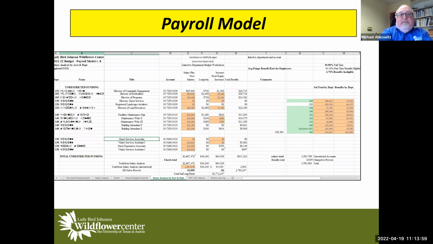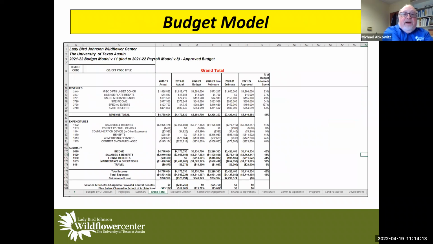Okay, so just as a quick view, I've built a payroll model that lists each position. I realize this is hard to see. And then the payroll model is linked to a budget model that has salaries and benefits. My budget model for salaries and benefits has different pages, different tabs for each of the departments, that rolls up to a grand total. And then there are other levels of summary sheets that are all linked.